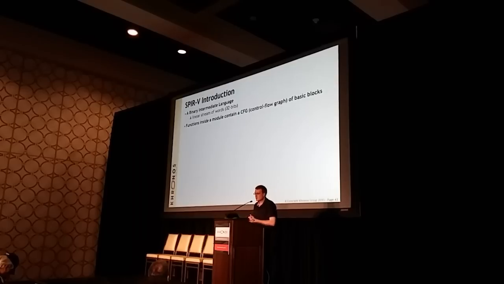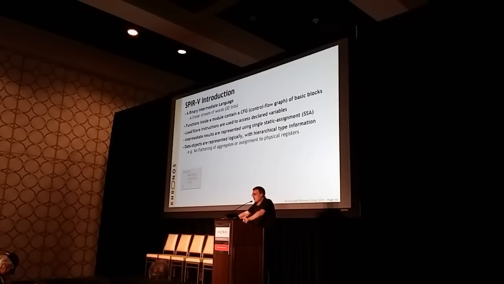So the functions inside a module contain a control flow graph of blocks. We use load store instructions to access declared variables. So this is really just a summary of all the features you'd expect from a binary intermediate representation. So intermediate results are represented using SSA form, much as they are in LLVM.